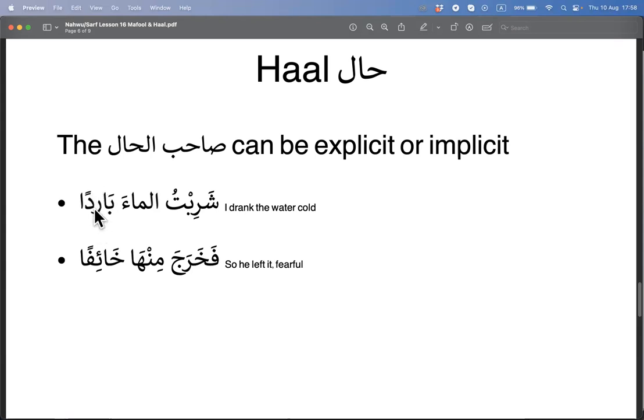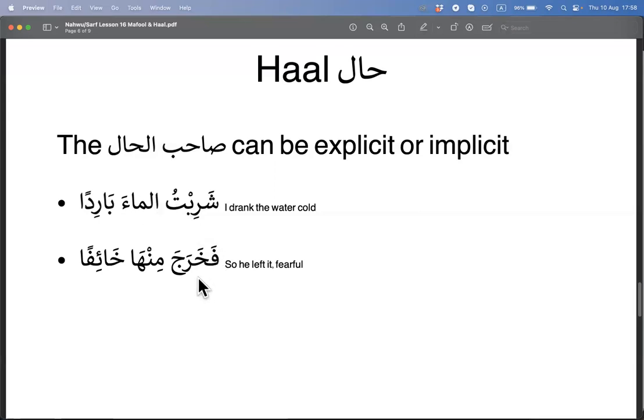It's describing the state of something in the sentence, and that something must be proper. So al-ma'a is proper, right? So it's describing the water. I drank the water while it is cold, meaning, while the water is cold, I drink it. Okay, can.